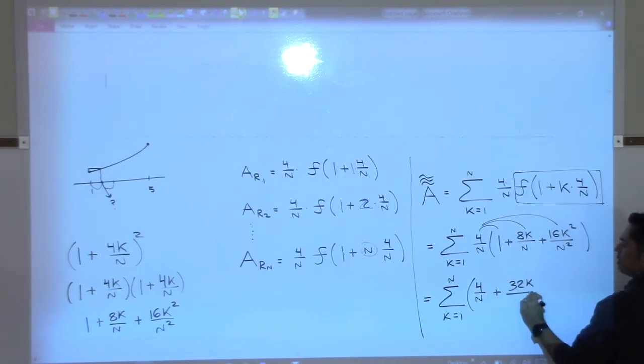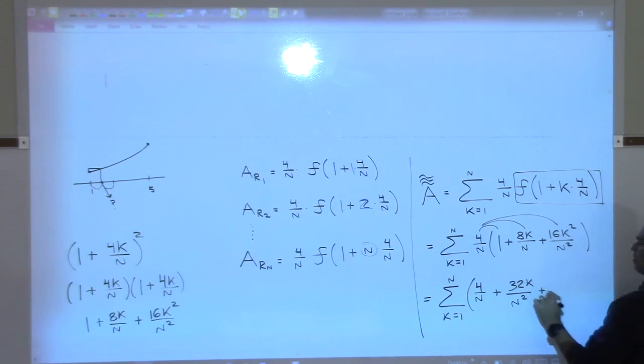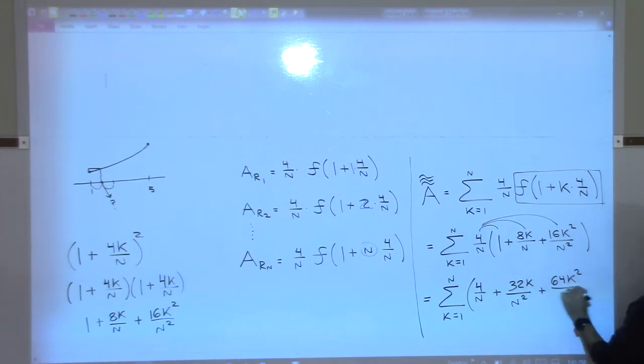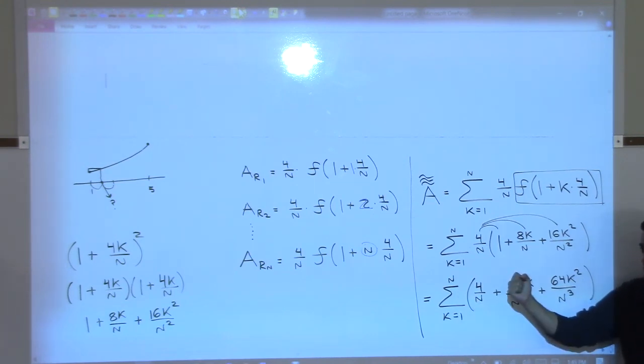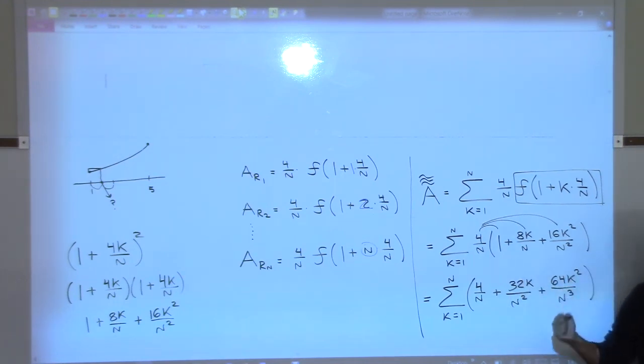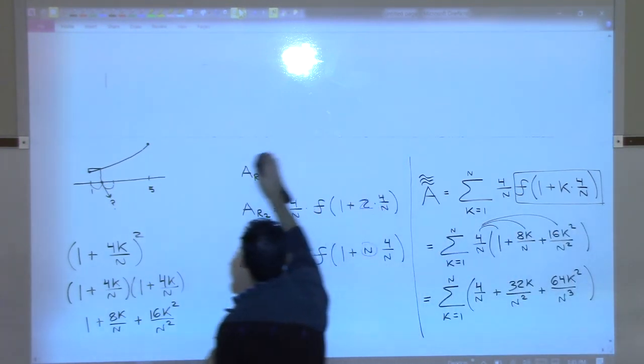32k over n squared, and then plus 64k squared over n cubed. Now I know this looks messy, okay? This looks messy. However, the summation, the only thing that's changing is k. Would you all agree? Like n is fixed. Whatever it is, n rectangles, whether it be 8, 70, a billion, n is fixed, right? That means I can act like n is a constant in each of these. So look at what my next line is going to look like.